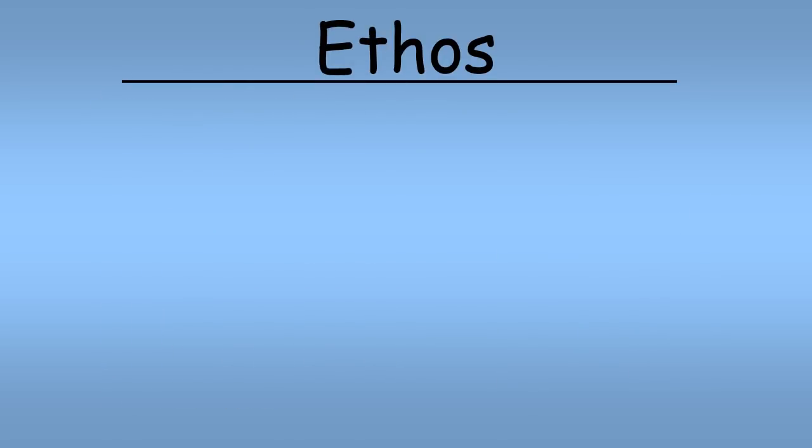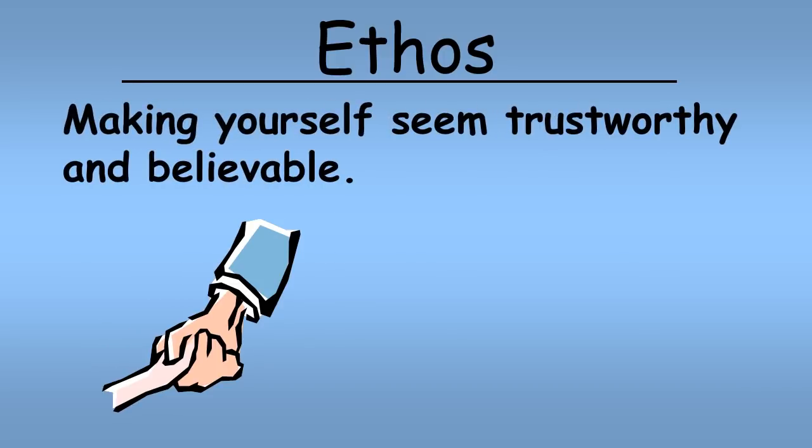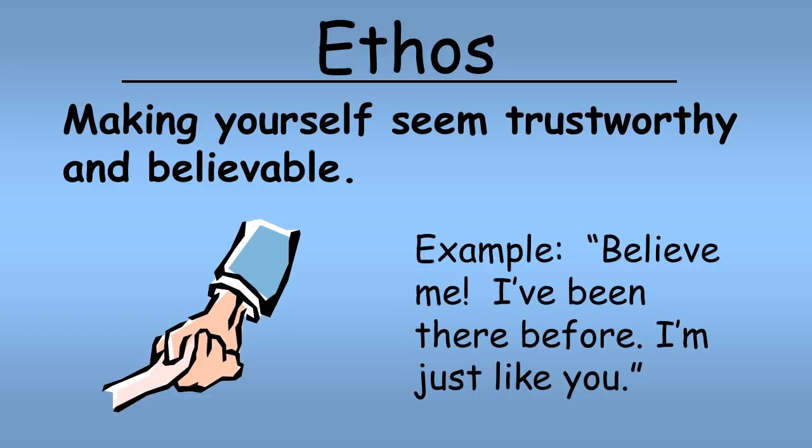Our next persuasive strategy is called ethos. This means making yourself seem trustworthy and believable. An example might be, believe me, I've been there before, I'm just like you. The writer tries to make a personal connection with the reader by talking directly about himself or herself. If you bring yourself into the writing with the purpose of making yourself seem like someone who should be trusted, then you're using ethos.